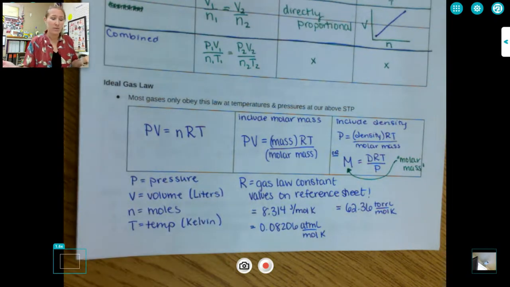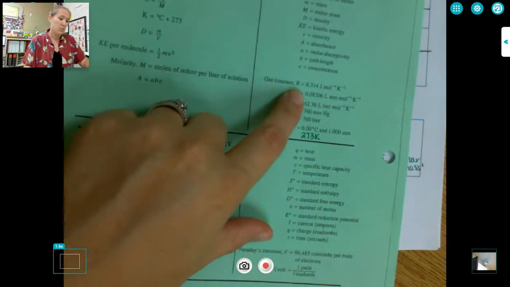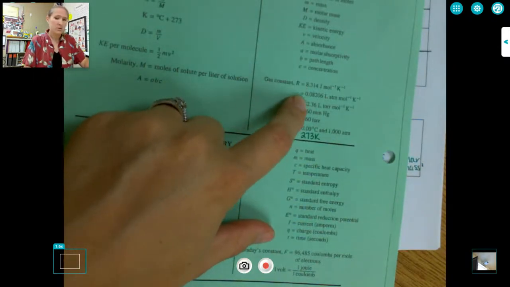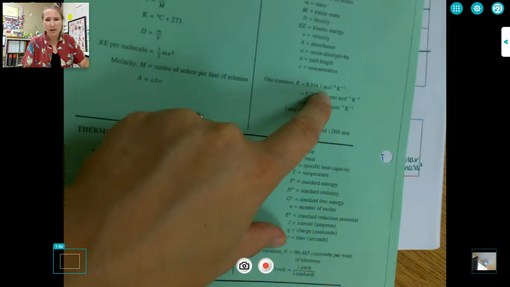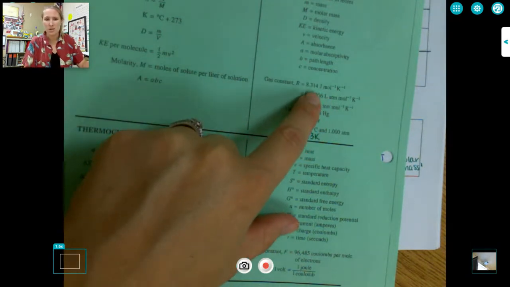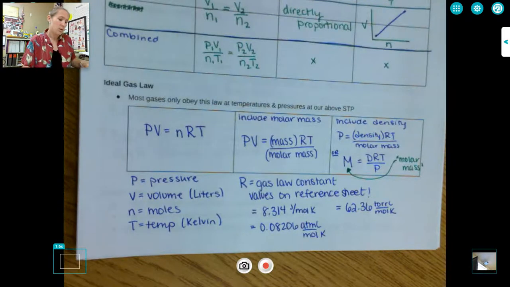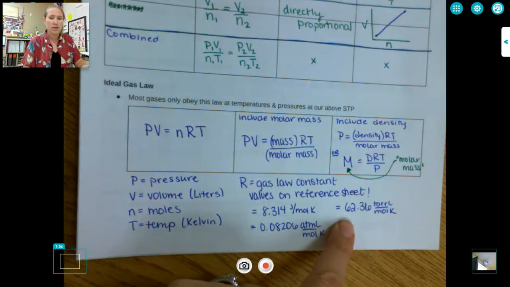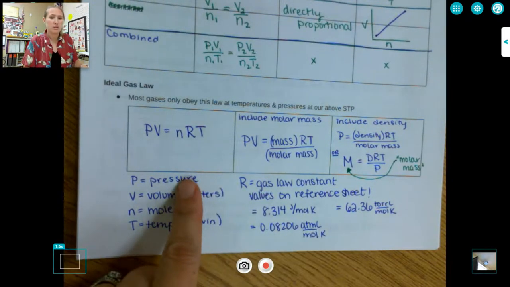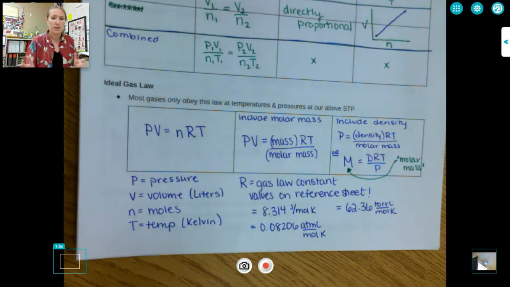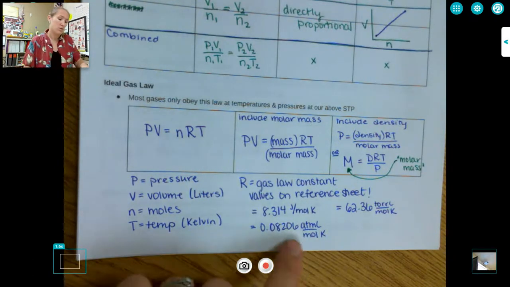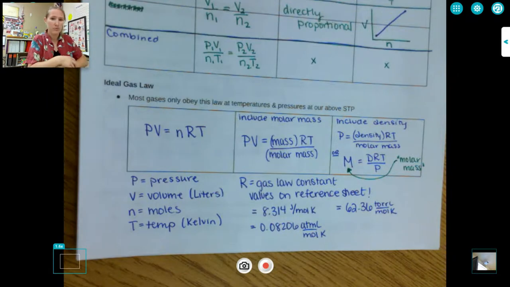Luckily for you, you don't have to memorize them. They're on your sheet, so we can see them here. We've got R and we have 3 different values listed. This first value we're going to come back to in a little bit. It doesn't have units that we can use right now. The other 2 are ones that we're going to use. And notice that the difference in our units is the pressure units, atmospheres and torr. So in order to determine which R value I need to use, they need to match my units of pressure. So you might have to do some conversions, or you just choose the respective R value.